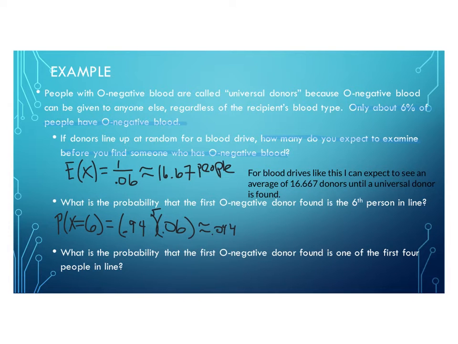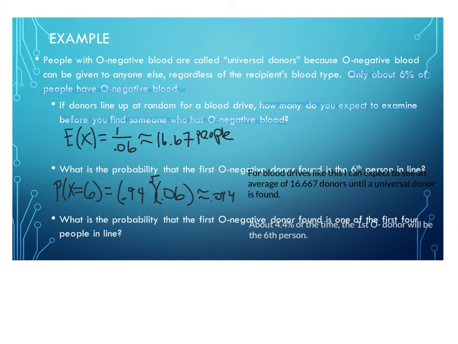And then all that's left for us to do is to write our statement in context. So in context, we have about 4.4% of the time the first O negative donor will be the 6th person. Let's look at part C.